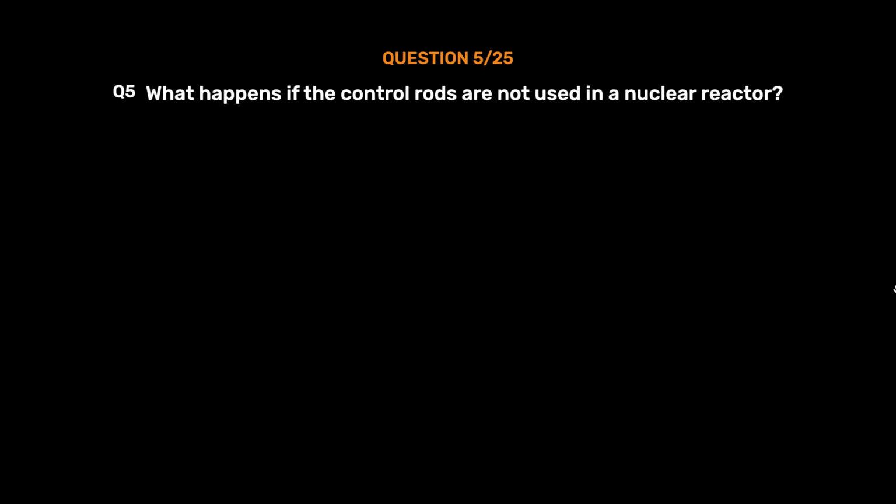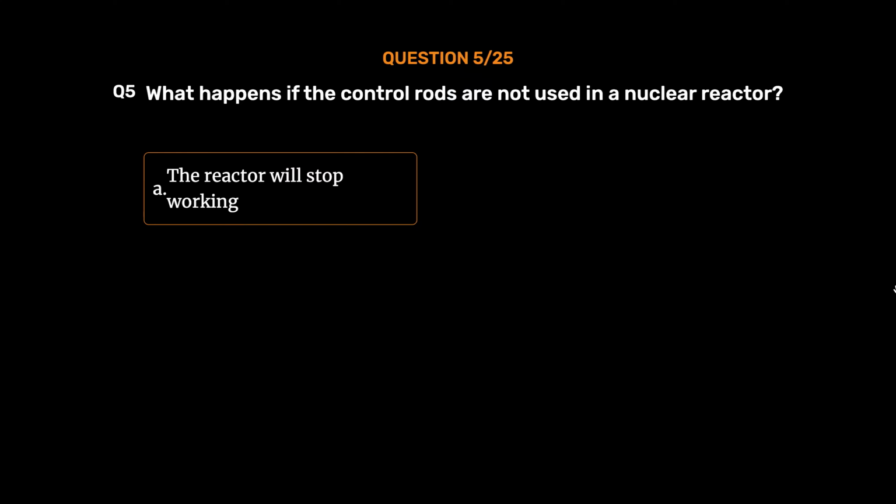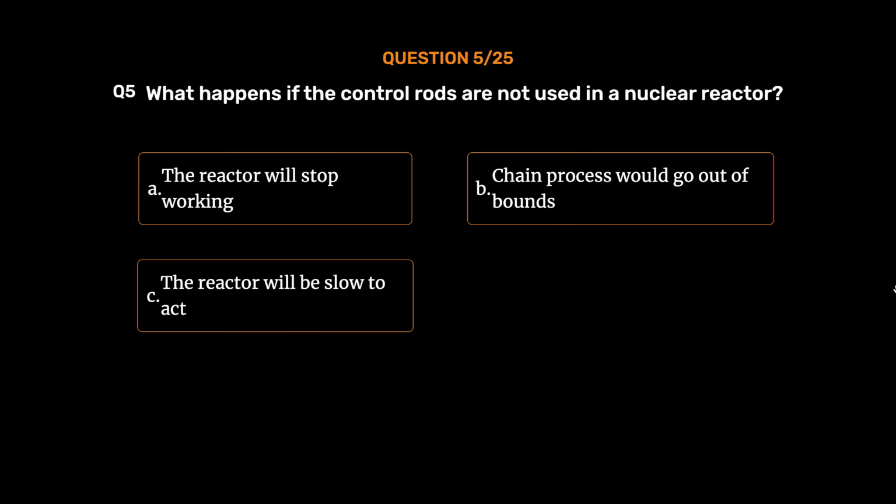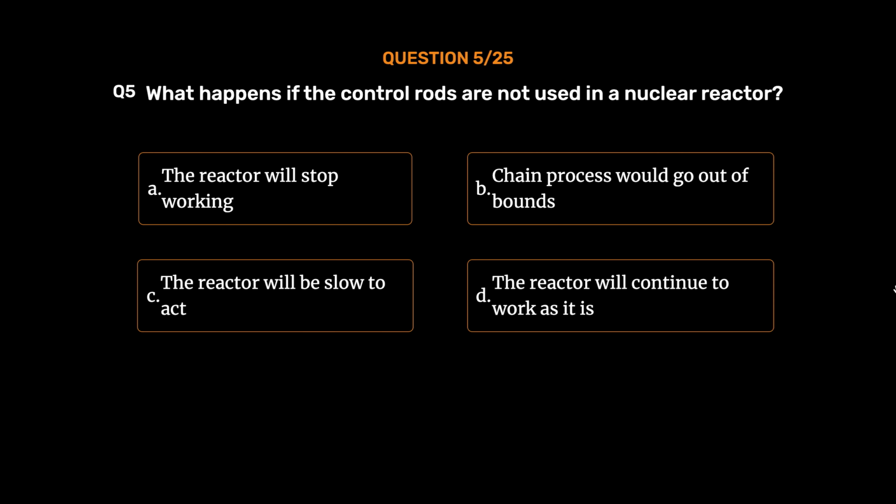Question number 5. What happens if the control rods are not used in a nuclear reactor? Option A. The reactor will stop working. Option B. Chain process would go out of bounds. Option C. The reactor will be slow to act. Option D. The reactor will continue to work as it is. The correct answer is Option B. Chain process would go out of bounds.